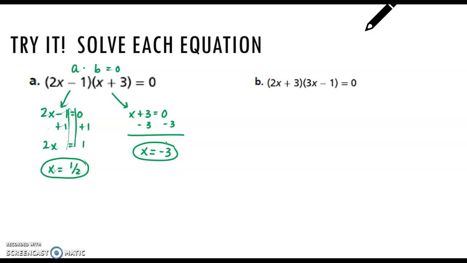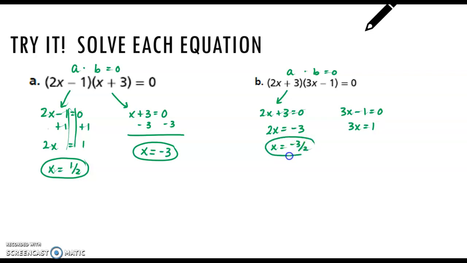That's my second solution. For part B, I again have a times b is equal to 0. So I can set a equal to 0 or b equal to 0 and solve each of those as two separate equations. So 2x equals negative 3. This would be 3x equals 1. Divide, so x equals negative 3/2 is one solution, and x equals 1/3 is the other solution.